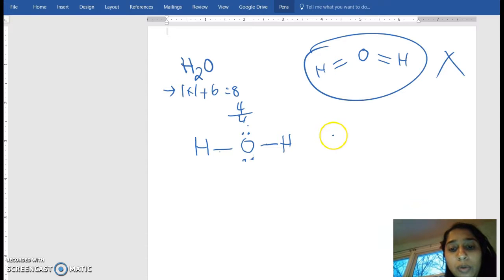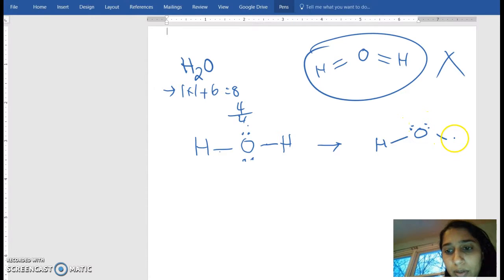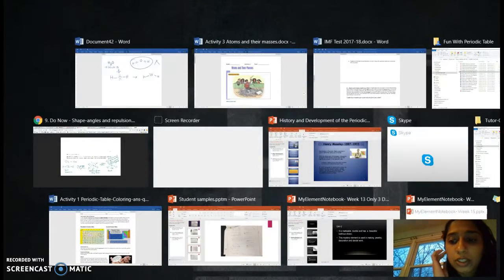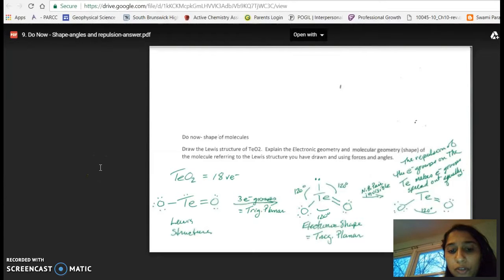Okay. Now, what is the shape? It's a bent shape. Why does the water molecule have a bent shape was the question on your test. So let's look at one of the do-nows that you did in class. This one. So this is very similar.